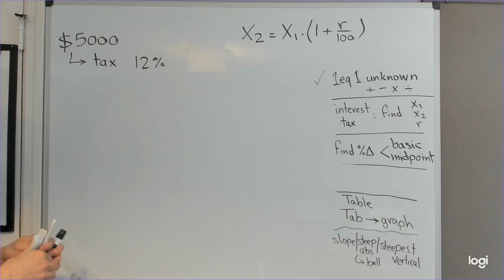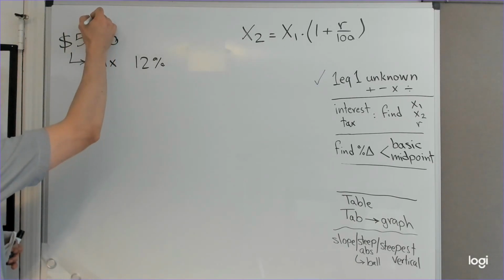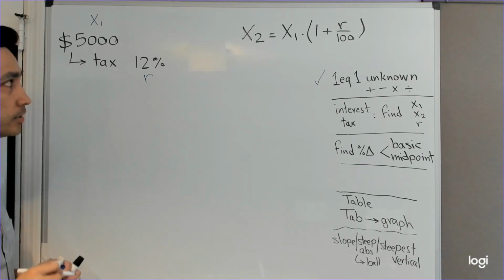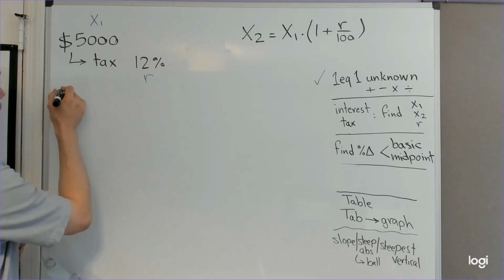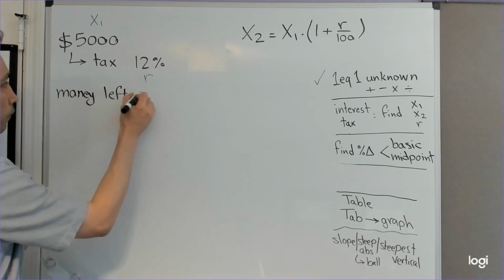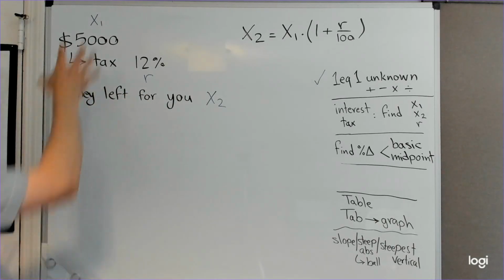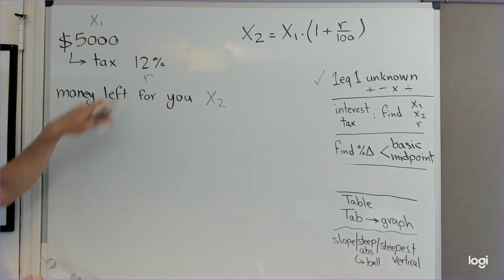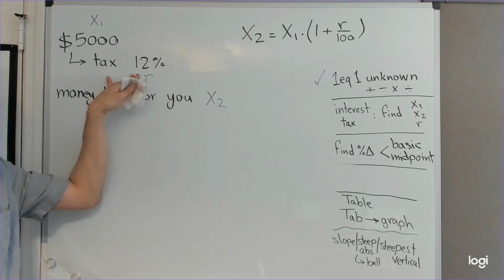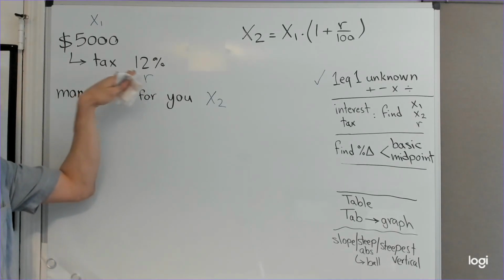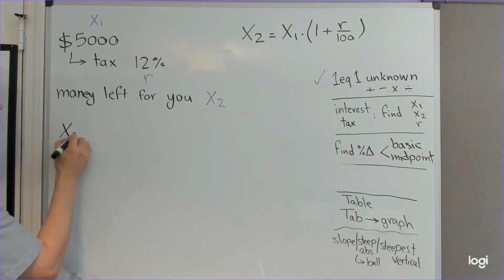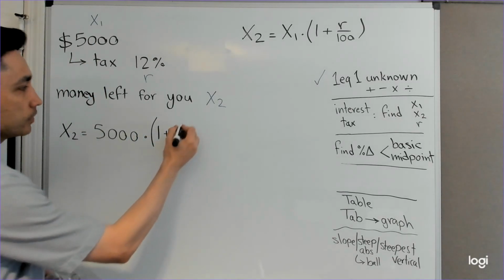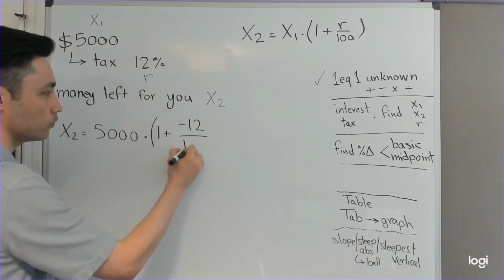You still use the same formula. 5,000 is your initial value, or x1. The rate is 12%, and x2, you can think of it as money left for you. So you have the original amount, the rate that is applied to it, and the money that you're left with. Because there's a deduction of 12%, you're losing 12% of your money. This is a negative number. So your x2 is x1 times 1 plus, now I have this deduction. It's minus 12 over 100.